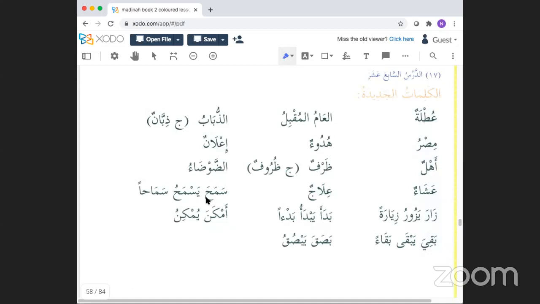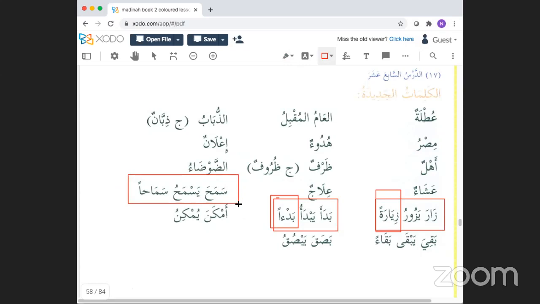Then we have the new words. Zara yazuru ziyara, ziyara here is the masdar, the noun that belongs to this verb. Bada'a yabda'u bad'an, so bad'an means the beginning. This is the masdar of bada'a yabda'u. Don't get mixed up with bad'an and bid'an with ain, because people can get mixed up with this word sometimes. Samaha yasmahu samahan, a permission. Samahan, this is a masdar.